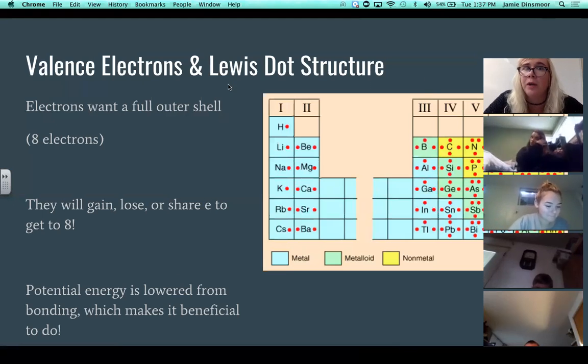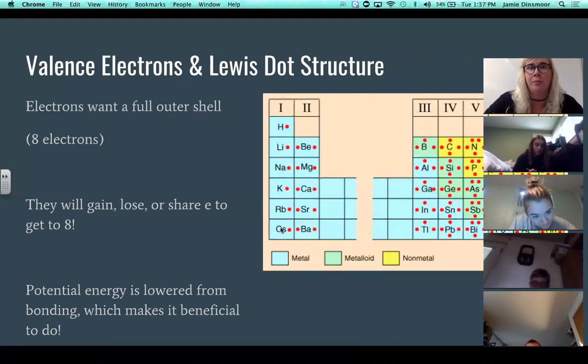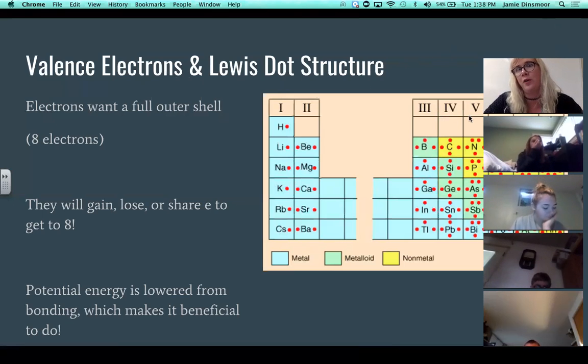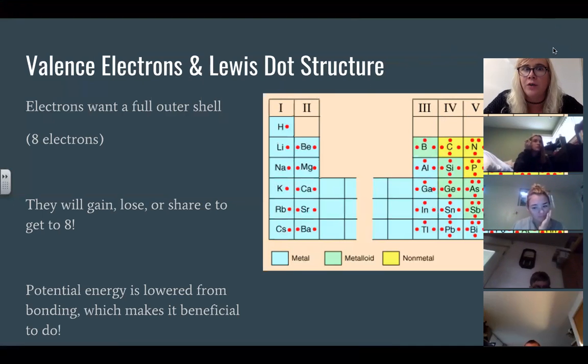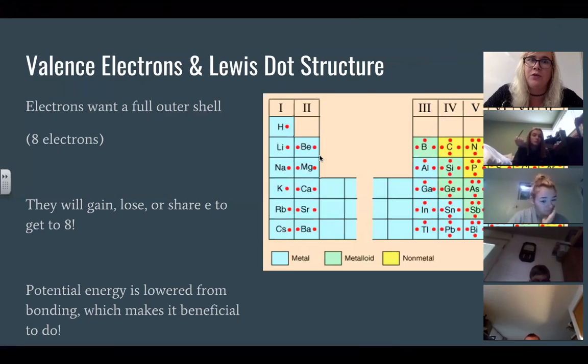Now, here's a little picture of the main valence electrons, the number of valence electrons that we see, which happen to be per group. So in group 1, all of these elements will have 1 valence electron. In group 2, 2. In group 3, group 4, group 5, group 6, group 7, group 8, right? Pretty self-explanatory.